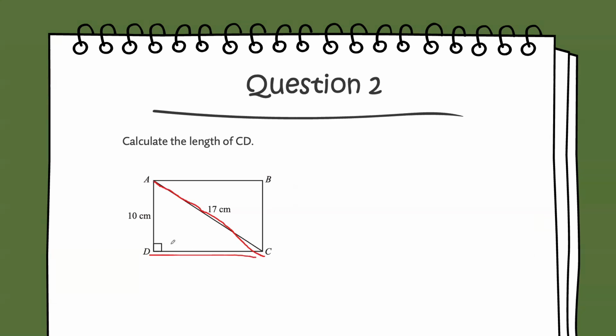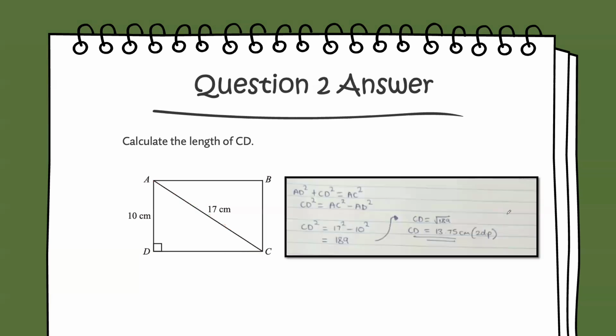So again, we know it's a right angle triangle. However, this time we're already given the hypotenuse, right? We already know the hypotenuse is 17 centimeters. And this time we need to find the length of one of the shorter sides. So we need to rearrange the Pythagoras theorem a little bit.